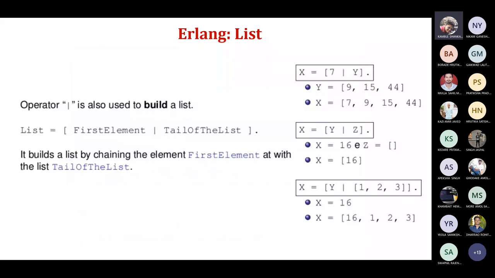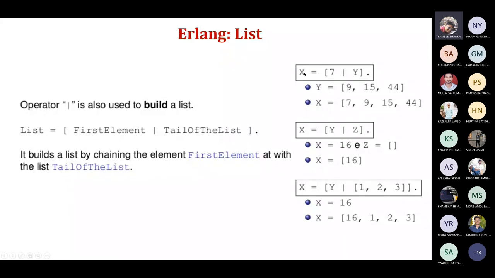And this is the operator that we are using, this pipe sign here, which is also used to build a list. So a list is the first element, pipe sign, tail of the list. It builds a list by chaining the first element with the tail of the list. So it will try to build the list.